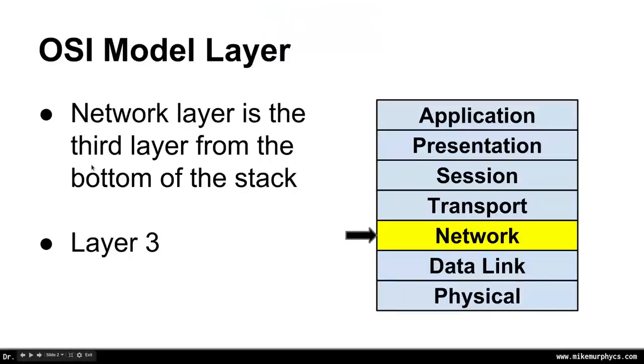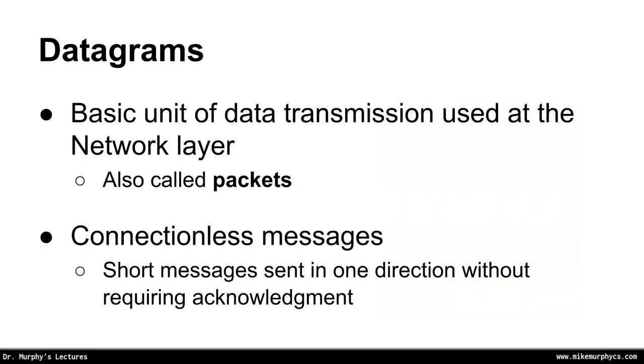The network layer is the third layer from the bottom of the OSI model layer stack. This is layer 3, and this layer operates on units of datagrams. So this is our basic unit of data transmission that we use at the network layer. A datagram is also called a packet.